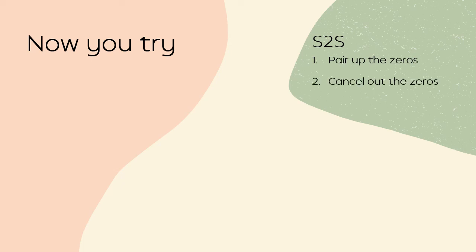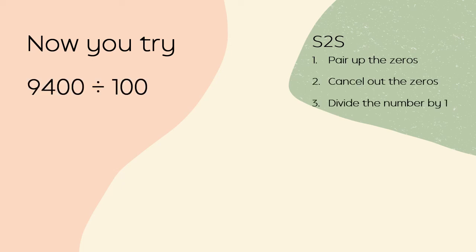Now it's time for you to try. Get a piece of paper with a pen or a pencil and try this question. Follow the S to S slowly, step by step. Be careful with pairing up the zeros and cancelling out the zeros.